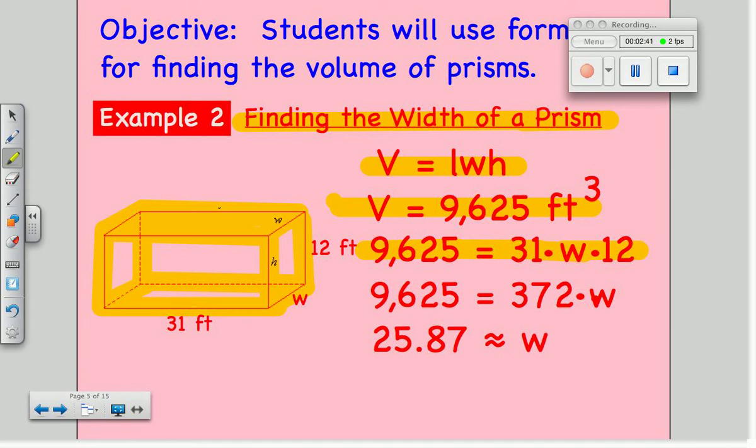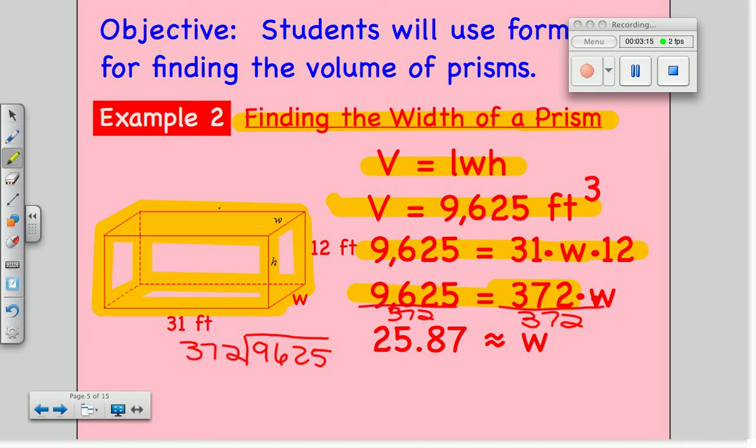So first we multiply 31 times 12. We get 372. And to solve for W then, we're going to divide both sides by what? By 372. So this is 9,625 divided by 372.